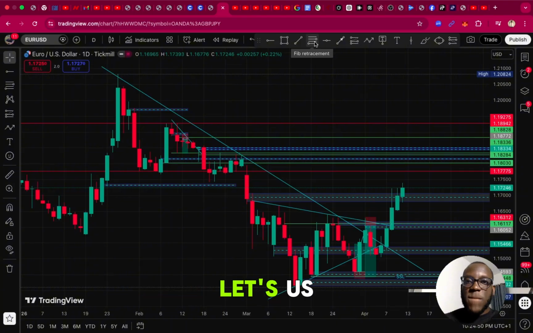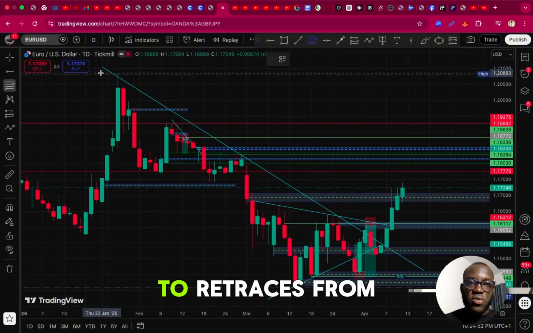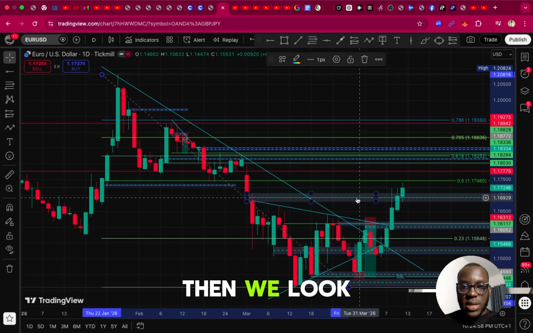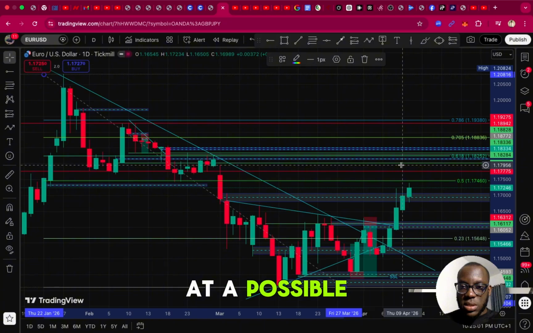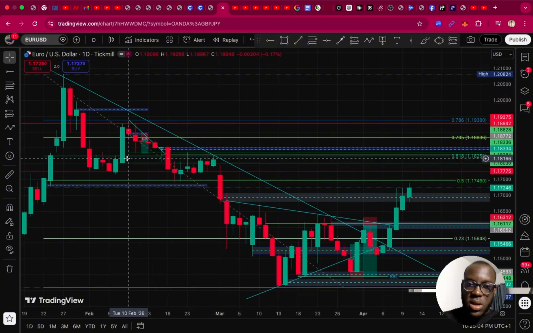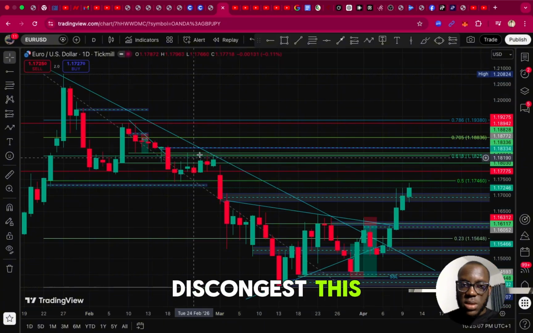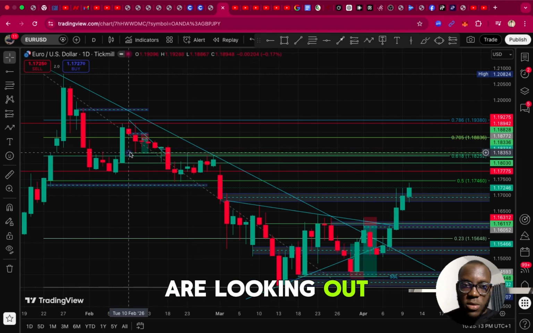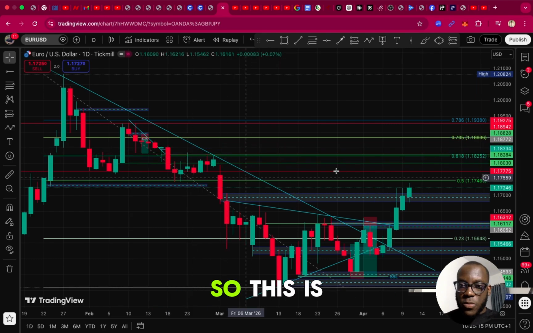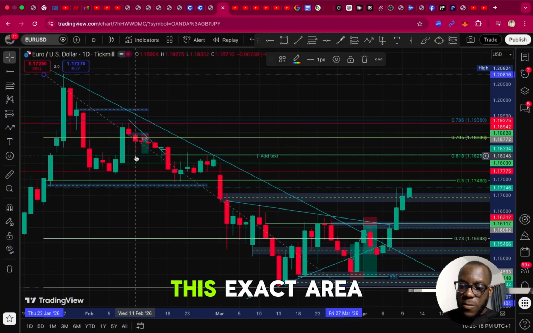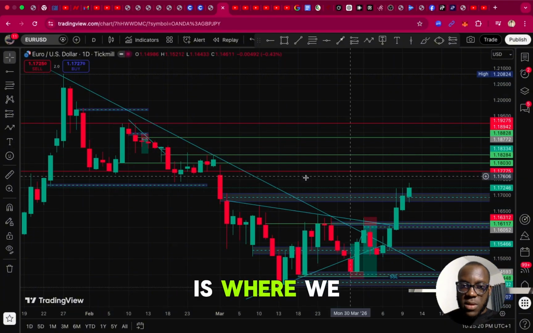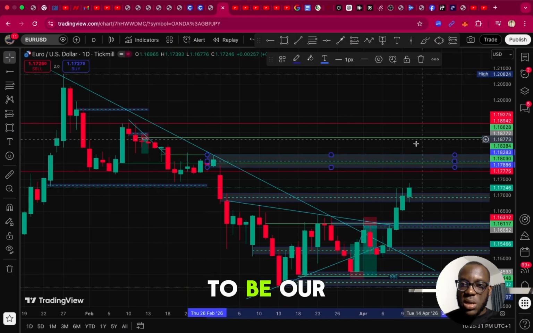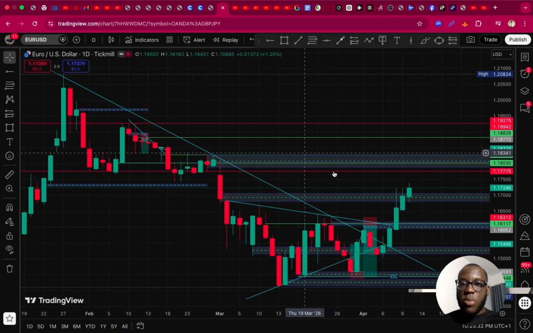So let's use our fib to trace from here down to this point. Then we look at a possible area where maybe this congests this chart so that we can understand what we're looking out for. So this exact area is where we have our order block. Let's trace it to be our points of interest.